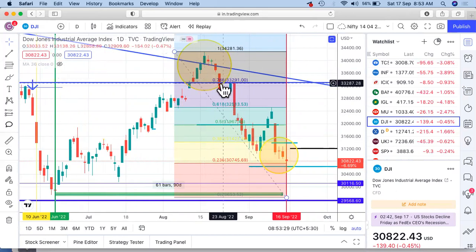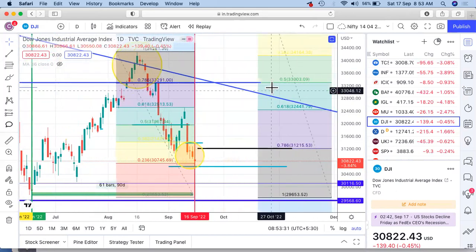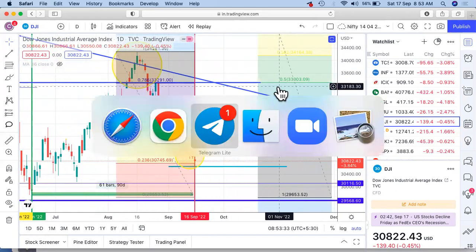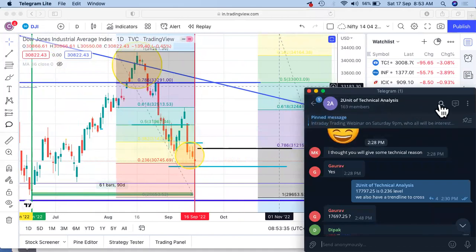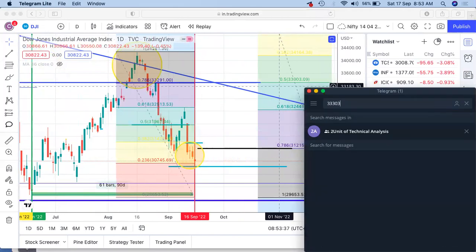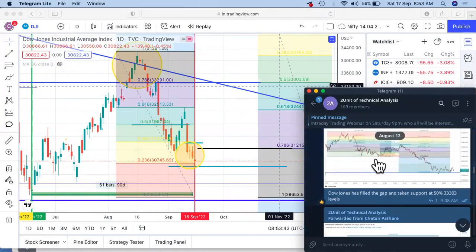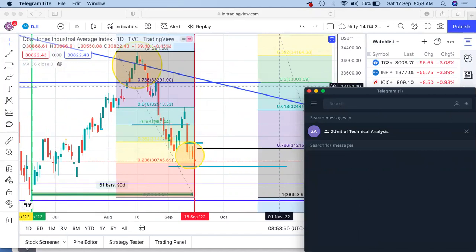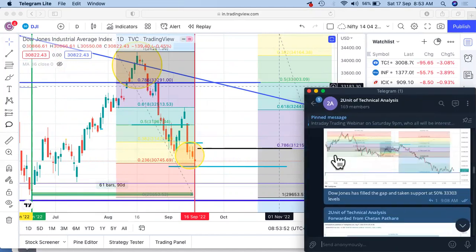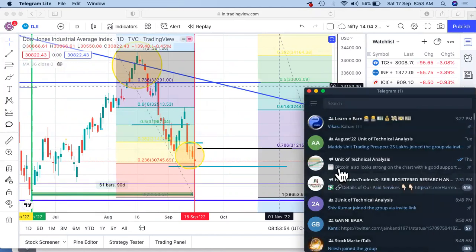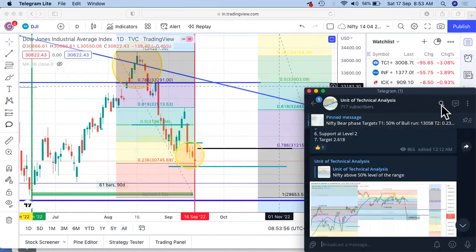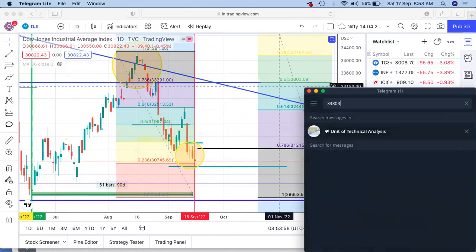So coming back from this 50% level, which was 33,303, we'll just check about this position, 33,303. We are always talking about those levels. Every now and then in the group, if you go across, you'll find descriptions about these levels too. I'll show on the main channel too. This is just a group, not the main channel. 33,303.